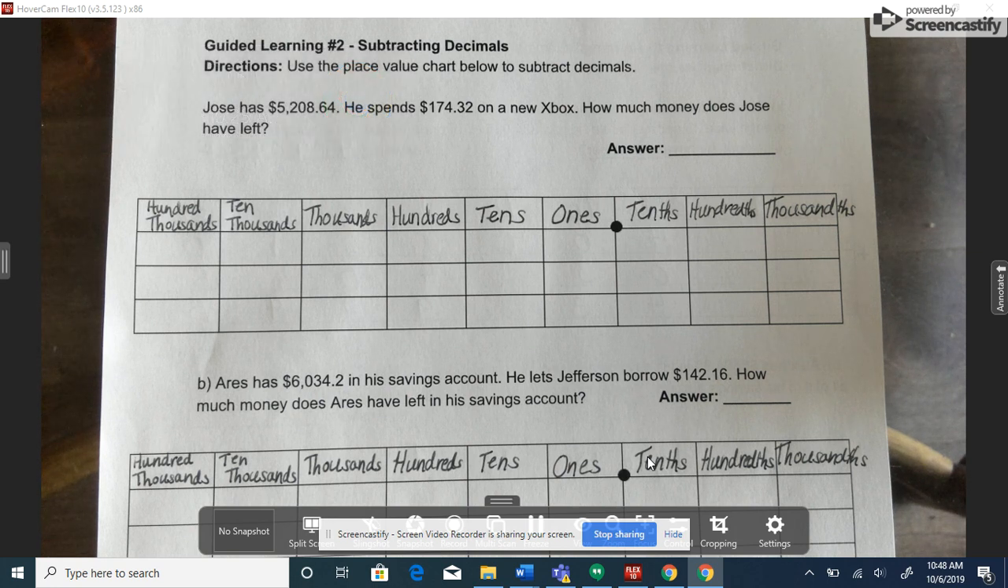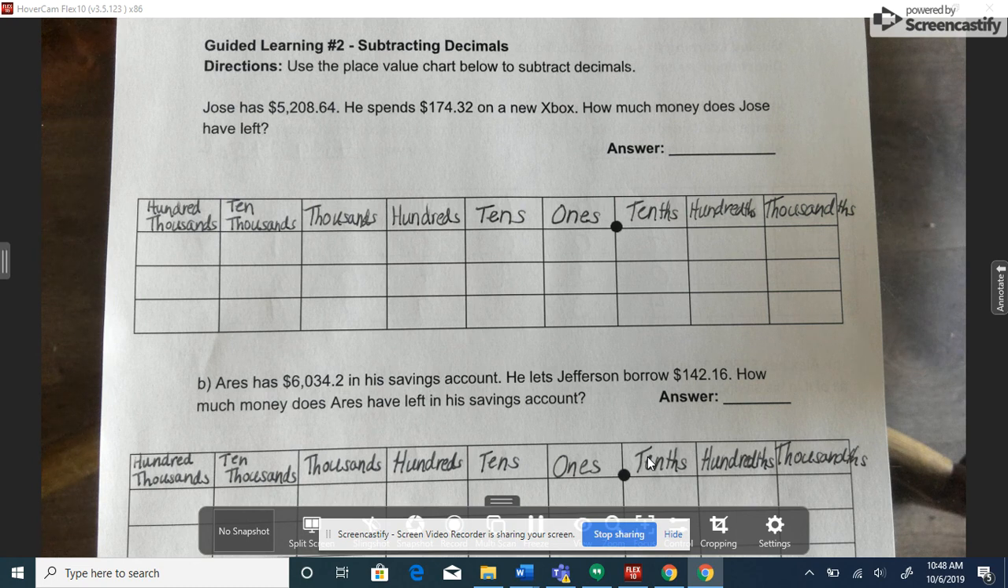All right, for this next part, I have my fiance Matt here who's going to help us solve the next problem. Jose has $5,208.64. He spends $174.32 on a new Xbox. How much money does Jose have left?